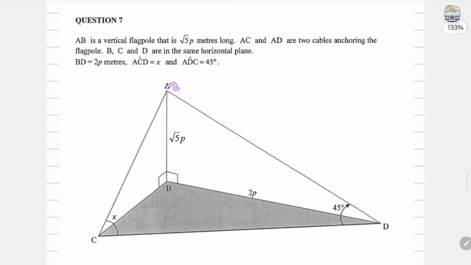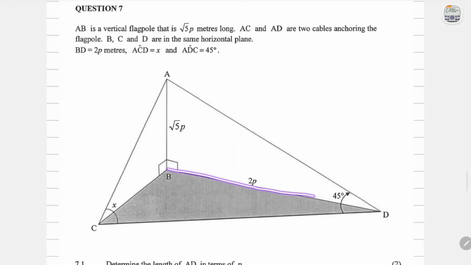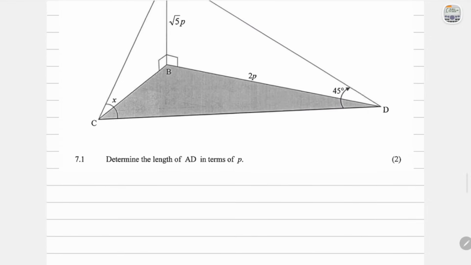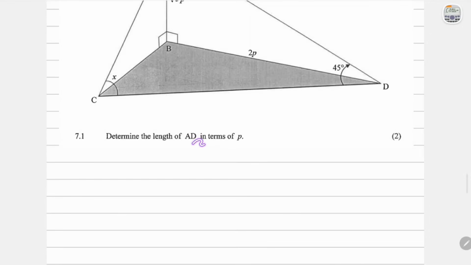Question 7 says AB is a vertical flagpole that is the square root of 5 meters long. And then AC and AD are 2 cables anchoring the flagpole. B, C, and D are in the same horizontal plane. And then we are also given that BD is 2p meters, and angle ACB, this angle over here, is x, and ADC, this angle over here, is 45 degrees. So the first question, 7.1, says, determine the length of AD in terms of p.